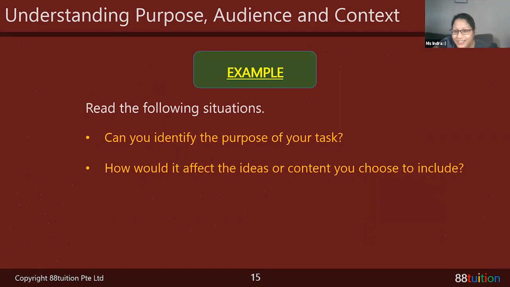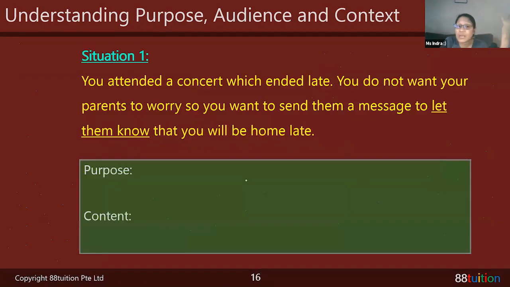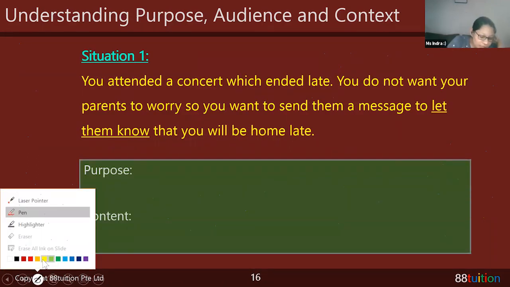Right? Okay. Now, let's have a look at the different purposes of our task, okay? And how would it actually affect the ideas or content that we choose to include? So when we look at the situational task, when we identify the purpose, how does it affect what kind of content we want to include? Now, let's look at this over here.